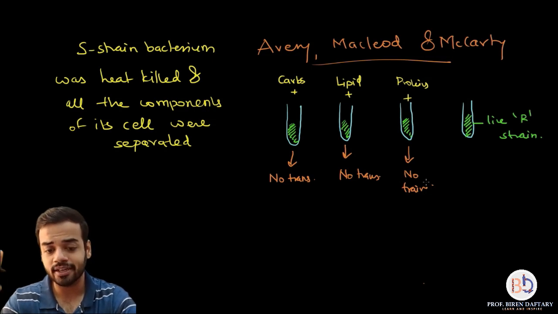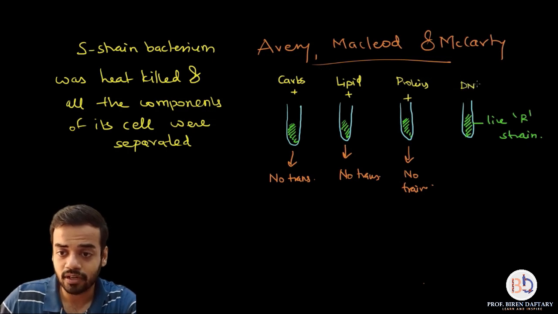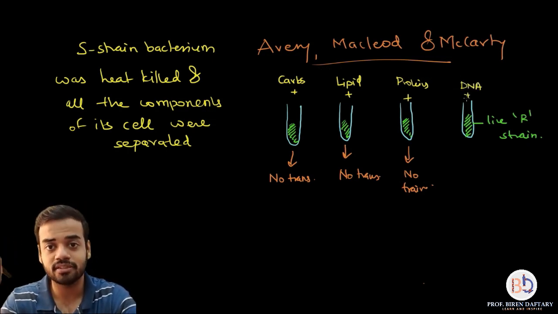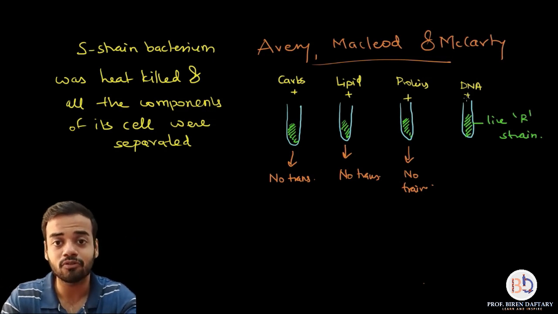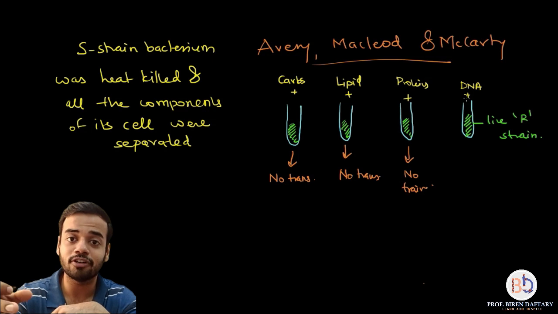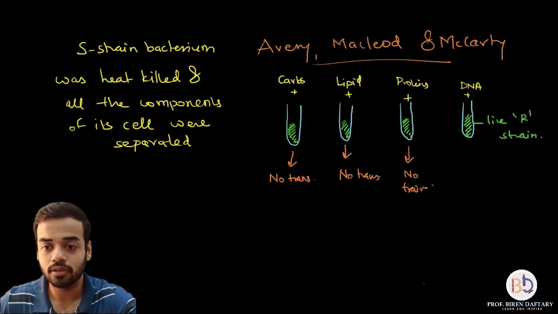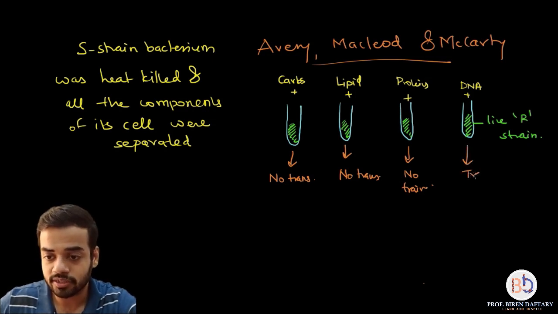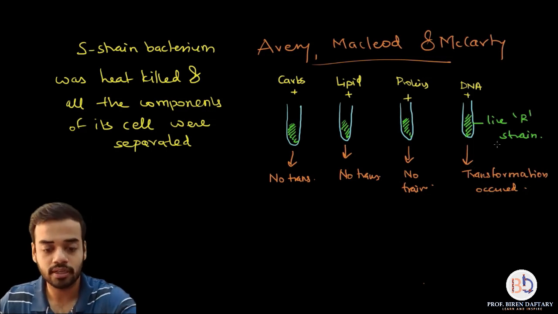Now in the last tube, what did they add? They added DNA from the S strain. Okay, now what will happen when this DNA from the S strain is added into live R strain? That live R strain bacteria will take up the DNA of the S strain, that is called transformation, and because of that S strain DNA will convert the R strain into S strain, and that is why in this last tube transformation occurred. Correct? And this live R strain got converted into S strain.